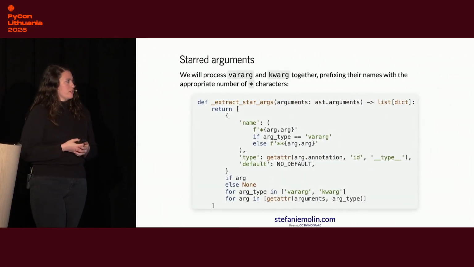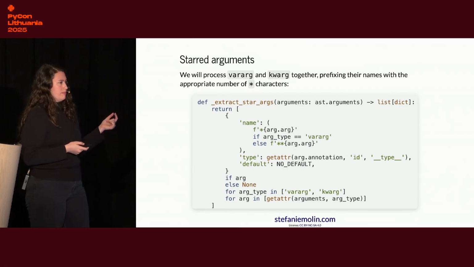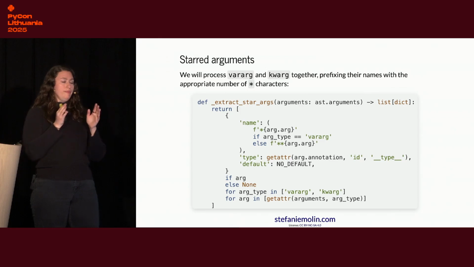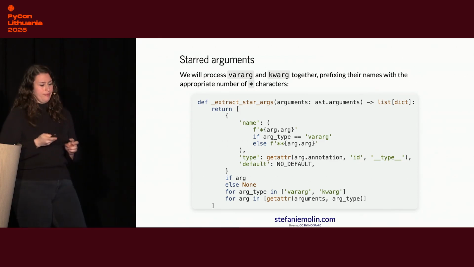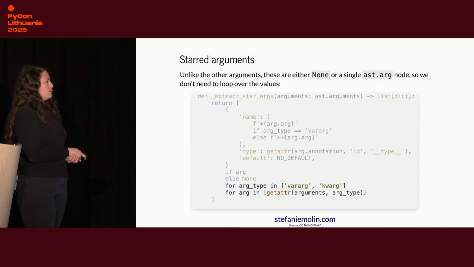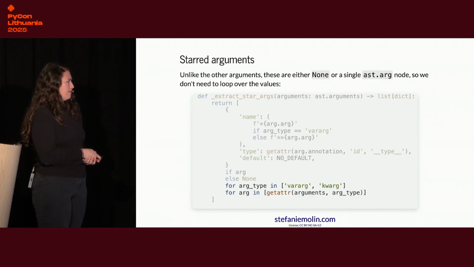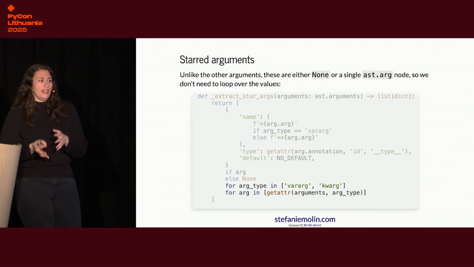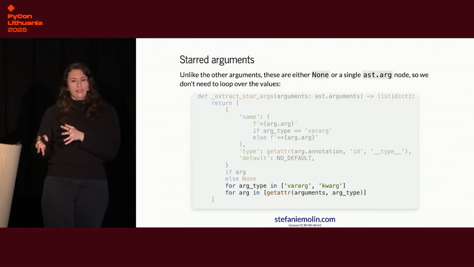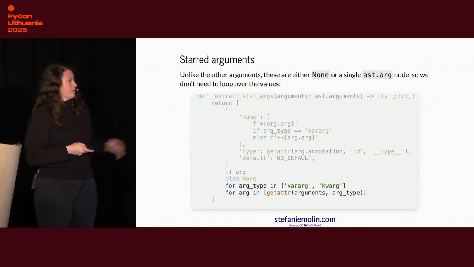Next, we can move on to our starred arguments. So here, the only thing we need to keep track of is we want to put a single star if it's vararg, or a double star if it's the kwarg. So in order to do that, again, we're using a list comprehension, but we have two fors here just so that we can capture this as a way to tell how many stars we need. And then we actually grab that value. So that is either going to be an AST arg node or None. So if there's no star args at all in that function, that will be None.